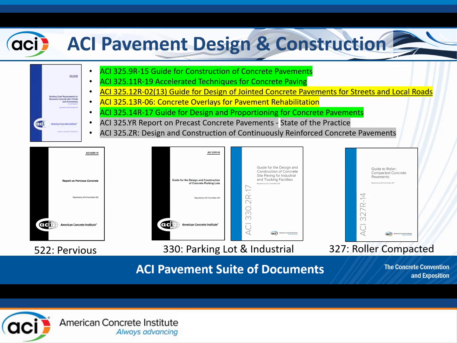Then we have one for design. That's the ACI 325-12R, and we're going to be talking about that one primarily today. Most of the information in the first 3 presentations will be kind of covering what's in the 12R report. And then the other one is for proportioning of concrete pavement. So those 3 in green, again, are currently up to date.